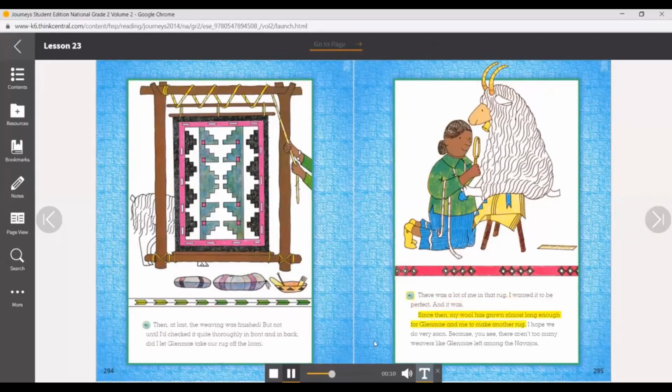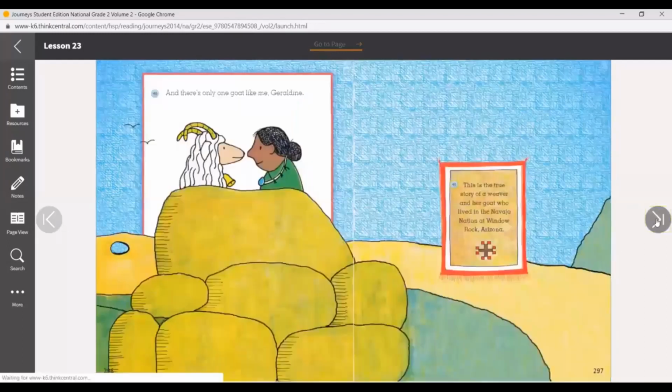Since then, my wool has grown almost long enough for Glen May and me to make another rug. I hope we do very soon, because you see, there aren't too many weavers like Glen May left among the Navajos. Why do you think Navajo rugs are so special?